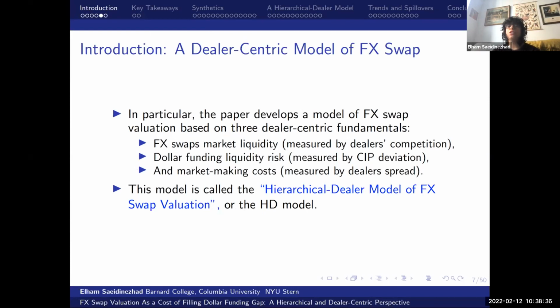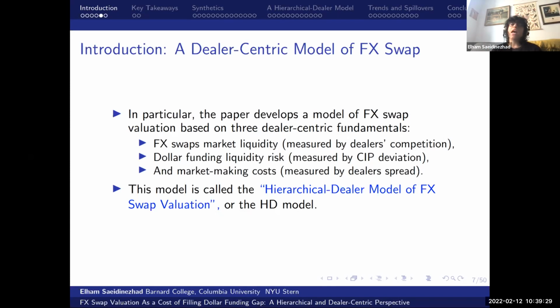in this model, I'm going to use three dealer-centric fundamentals. So what are the fundamentals? When we think about any type of model or any type of asset pricing, the idea is that there are fundamentals associated with different markets and different assets that determine the value or price of that asset. This is a very standard way of thinking about asset pricing. So I'm going to use this understanding of standard financial models, but I'm going to focus on different types of fundamentals. In particular, I'm going to focus on three dealer-centric fundamentals.